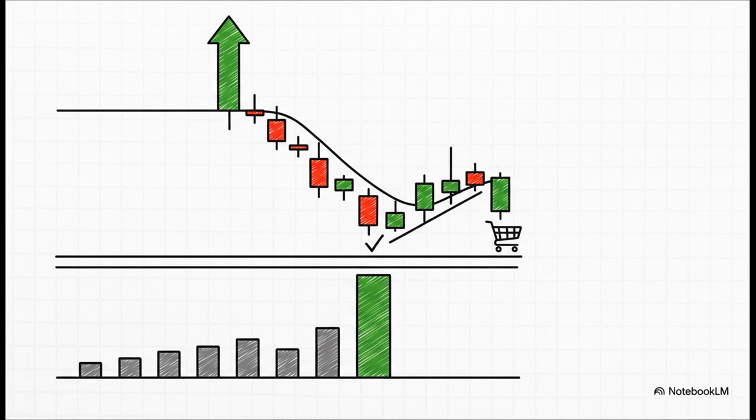But, and this is a big but, you have to be careful. You absolutely need confirmation. You're looking for a strong, confident candle that closes way past the level. And ideally, you see a big spike in volume too. That's what tells you this move is for real.